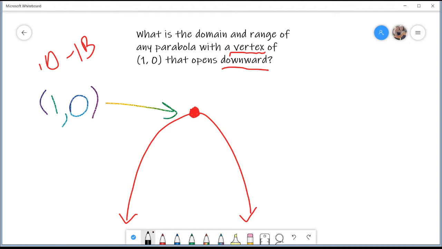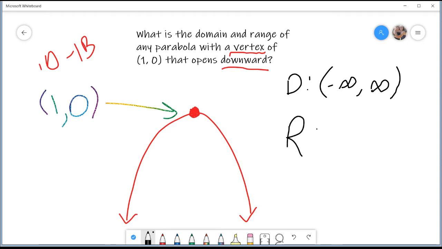Well, see how we have arrows down here and down here? That means that it goes on forever and ever. And as you can see, it's slightly moving to the left here and the right here. It'll keep moving to the left and right forever. The domain of a parabola is always going to be negative infinity to positive infinity, every single time, no matter if it's facing down or up, because it'll always go to the left and right forever.